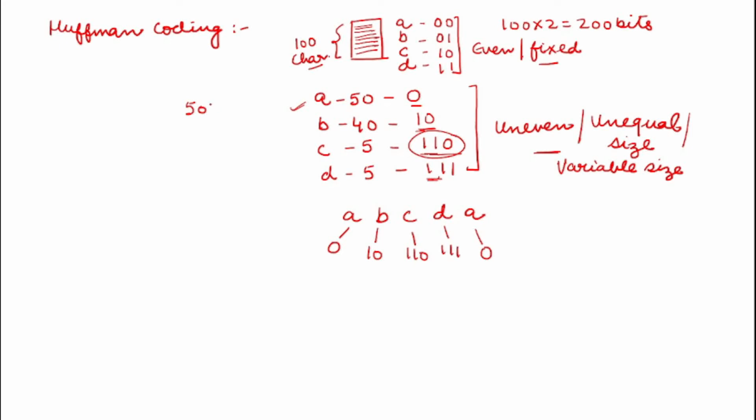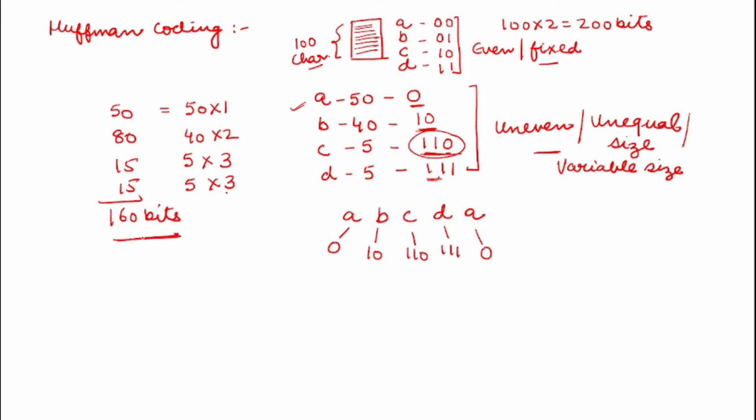So let me take it like this: 50 into 1, because this is 1 bit. Let me take it as 40 into 2, the length is 2 bits. Let me take this as 5 into 3, because this is 3 bits. And this is 5 into 3. Okay, we can write like this. So it is equal to 50, and this is 80, this is 15, and this is 15. If I calculate this, this is 160 bits.